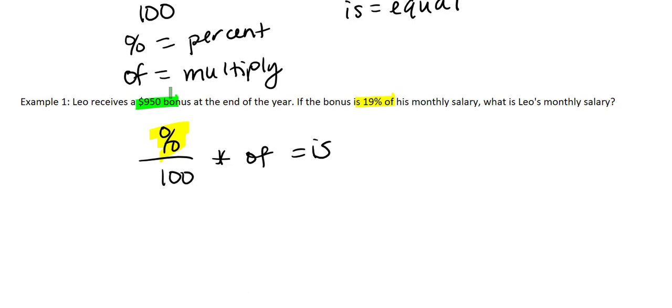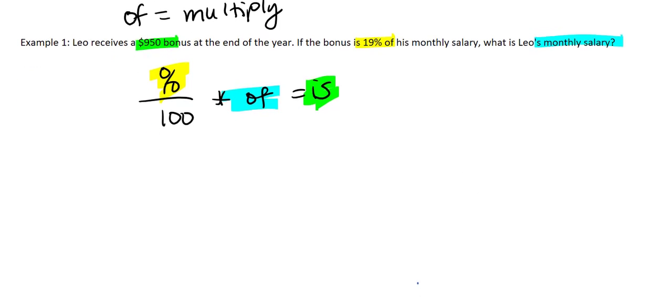So notice, if the bonus is, that means it's going to be the result of whatever the percent over 100 times "of", and this "of" has to be the monthly salary. So let's go ahead and fill this all in. So we have percent, which is 19 over 100, and then we're going to go ahead and multiply it by a variable, because we're solving for that variable, and that's going to be equal to 950.